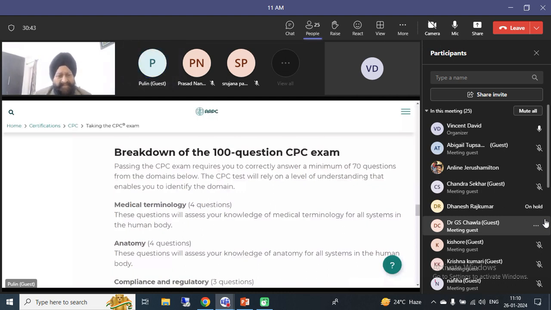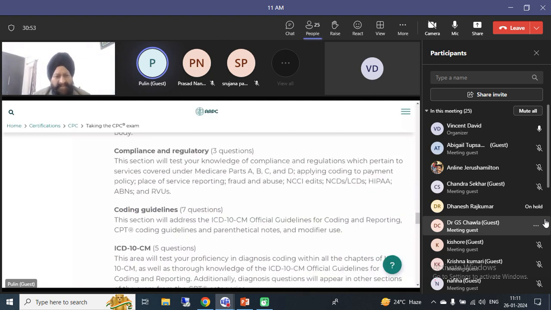Okay, and anatomy also we have 4 questions. Compliance and regulations, 3 questions. Then coding guidelines, 7 questions. So coding guidelines means it is ICD-10-CM or maybe CPT, both guidelines they can ask. ICD-10-CM, this is pure ICD questions. Total number of questions 5.